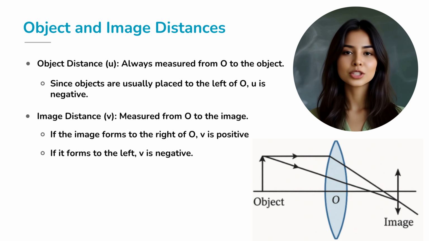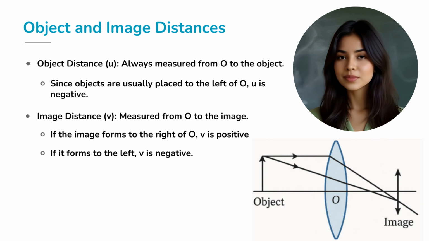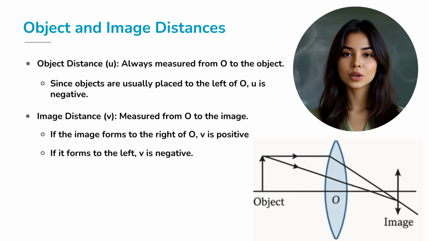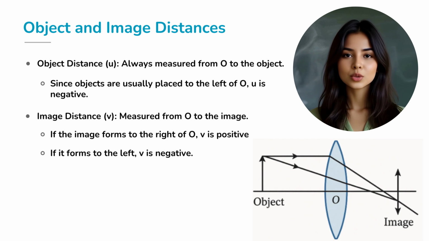Now comes the image distance, written as V. This one depends on where the image shows up. If the image forms on the right of O, then V is positive. That's like moving forward in a race, good progress. But if the image shows up to the left of O, then V becomes negative. Almost like when you try taking a selfie but your camera flips it to the other side, feels strange, but the rule says it's negative.